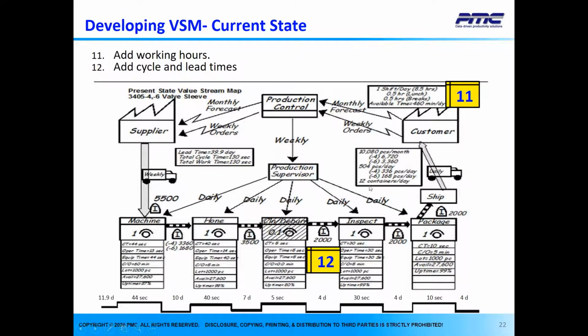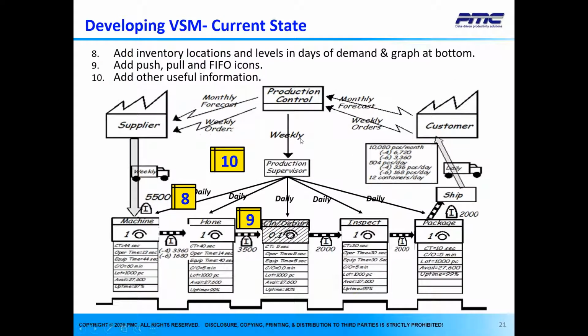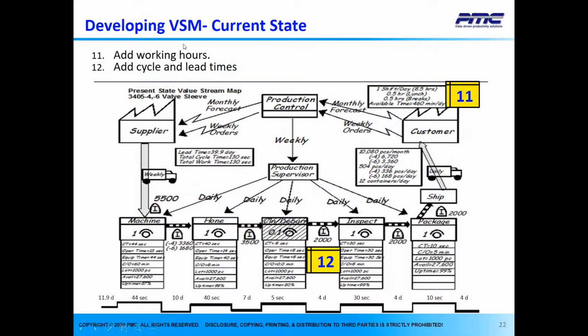So the next step, sorry, let me take you back. Now that I have pretty much everything I need, I'm going to need to add the working hours, and it's here in this box. 1 shift per day and 8.5 hours, where half hour is lunch, half hour is breaks. So available time is 460 minutes.